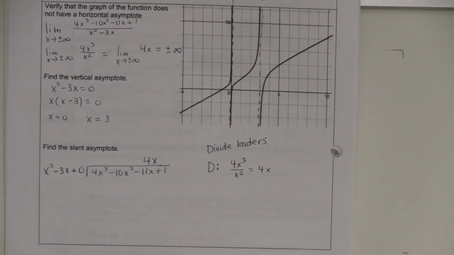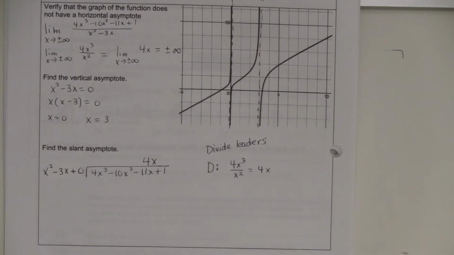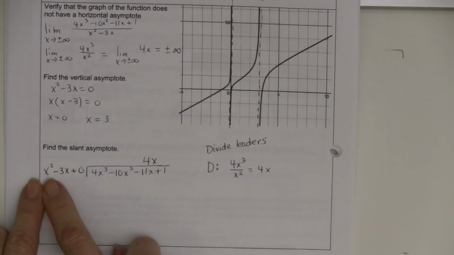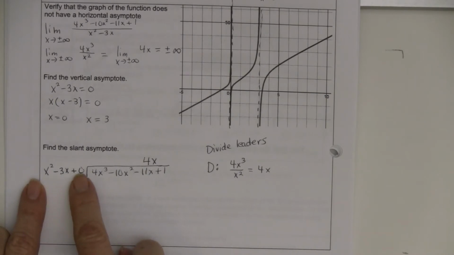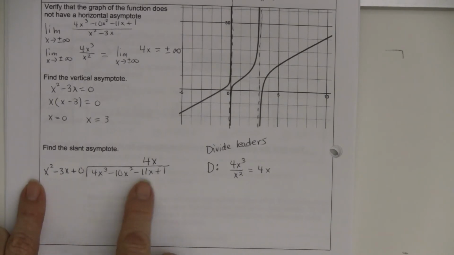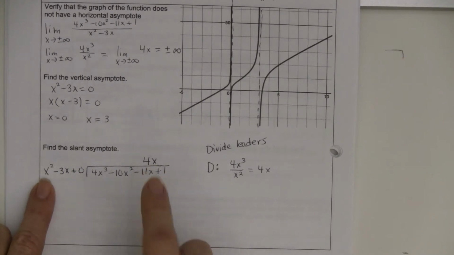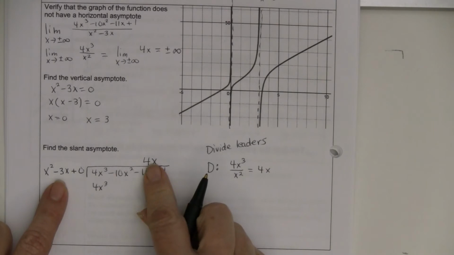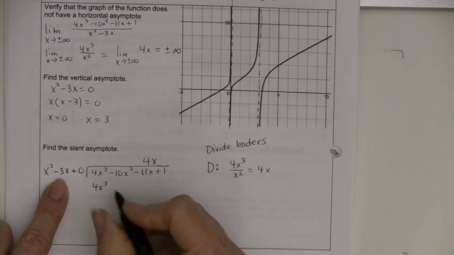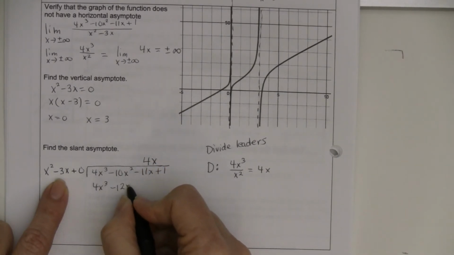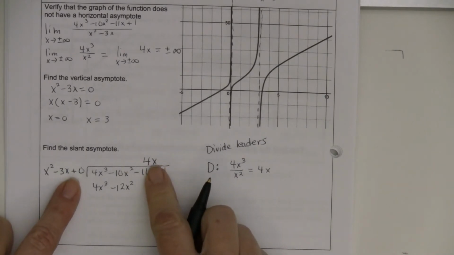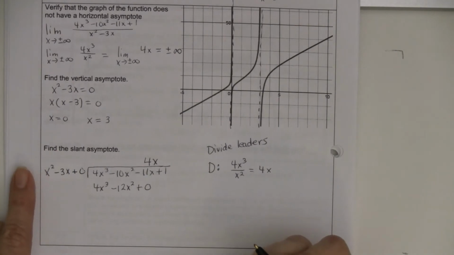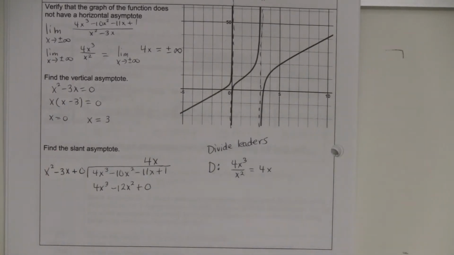And then I'm going to multiply. And what am I going to multiply? I'm going to multiply 4x times this trinomial. I turned it into a trinomial. And I'm going to lay out the pieces that I get. So 4x times x squared is 4x cubed. 4x times minus 3x is minus 12x squared. 4x times 0 is 0. And it doesn't matter if I put plus 0 or minus 0. So I'm just going to put my 0 there.